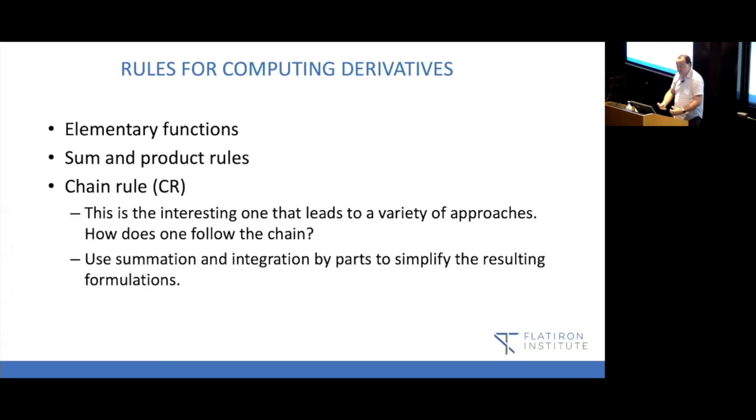We know how to compute derivatives. We know the derivatives for elementary functions. We know the sum and product rules. It's all very straightforward. The only one that's interesting is the chain rule, and it leads to the complications that you hear about and think about with these methods. And one thing I'm going to do, as you'll see later, is try to distinguish between the discrete case and the continuous case, and show how they're actually almost exact parallels with each other. One, you just use summation by parts, and the other you use integration by parts to get the end result.